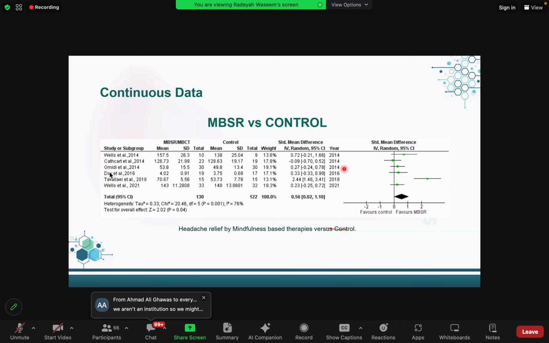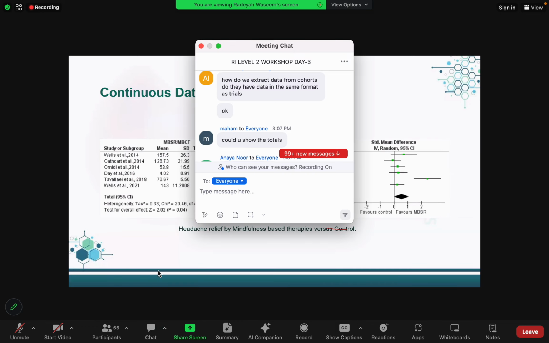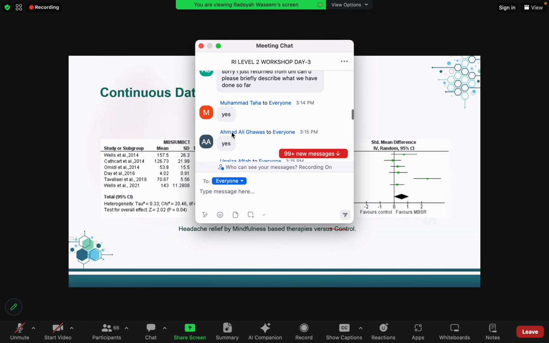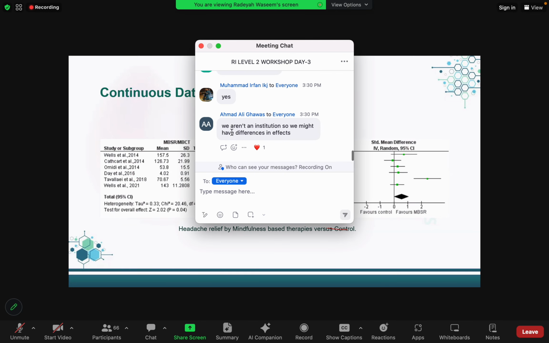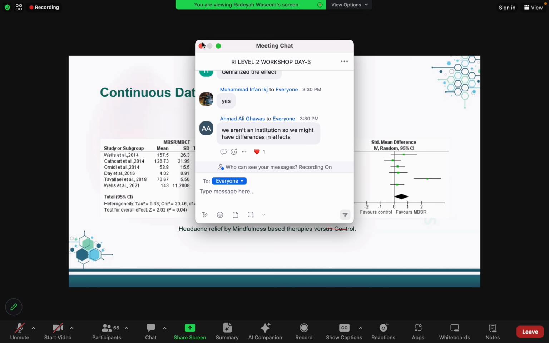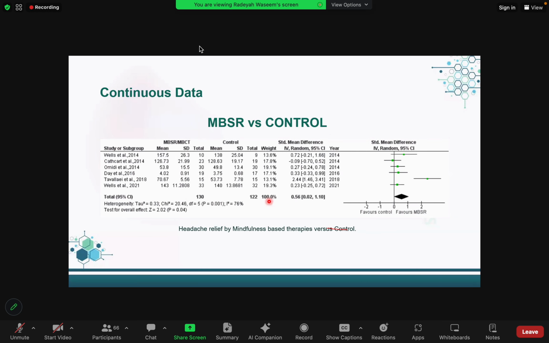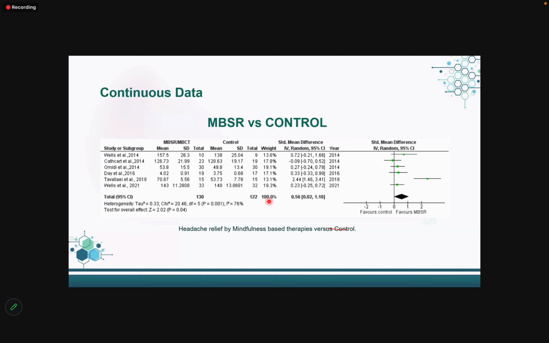Okay, aren't we in institutions, so we might have differences in effects. Yes, exactly, Ahmad. Okay, now how do you interpret the forest plot? Now the most important part comes up over here. I need you guys to be very vigilant.